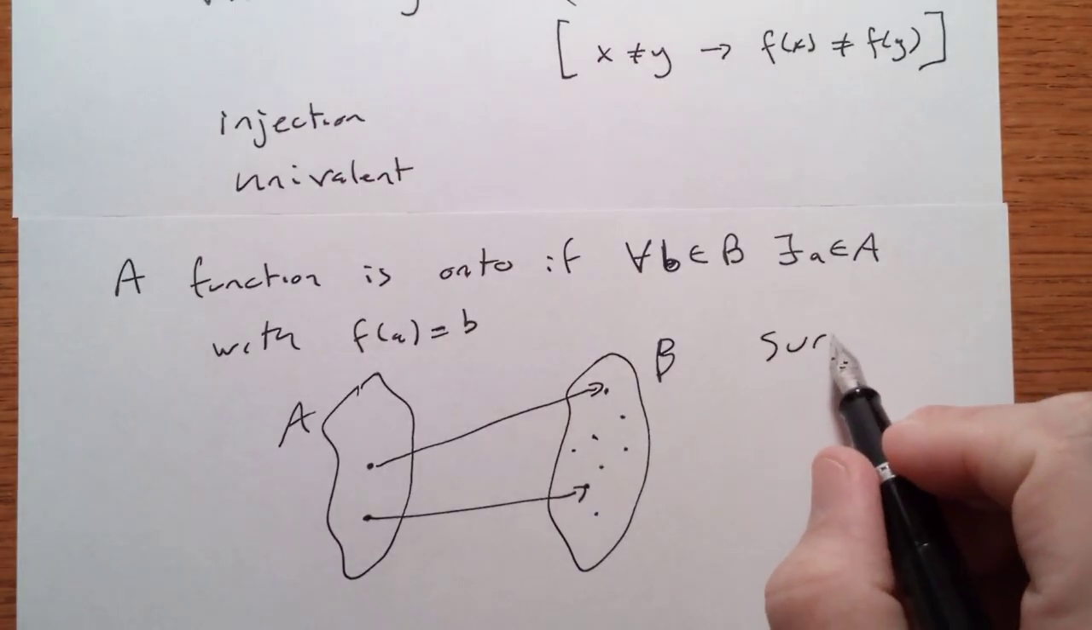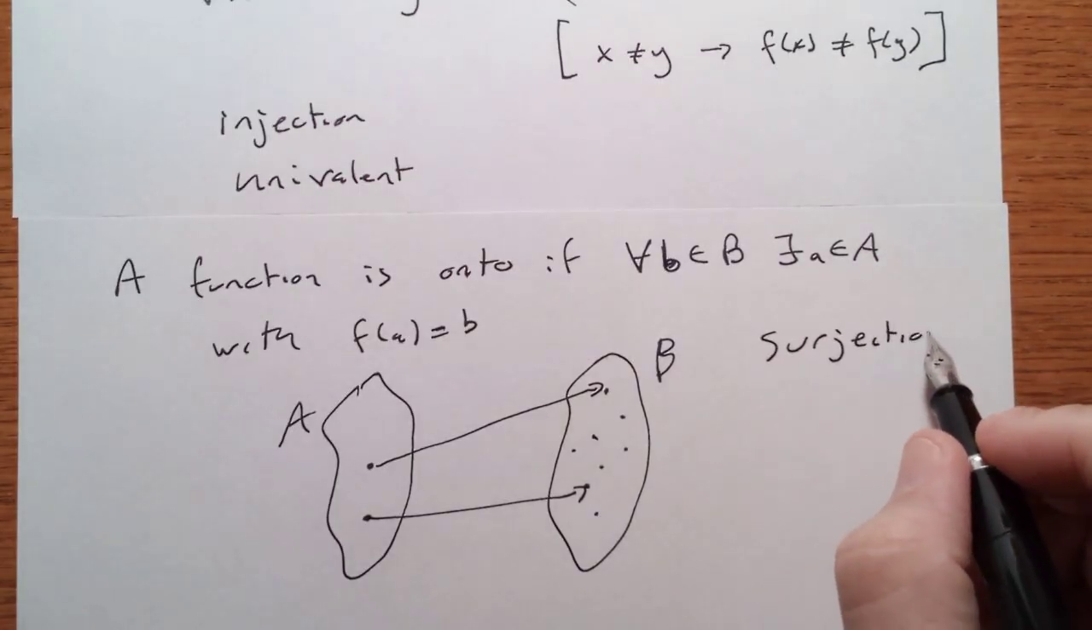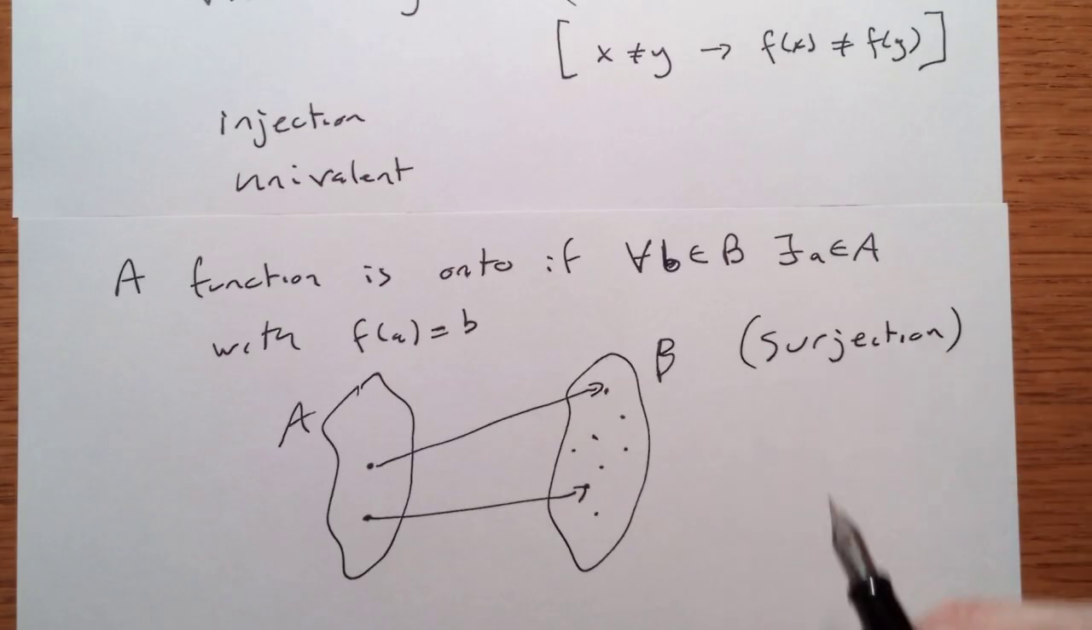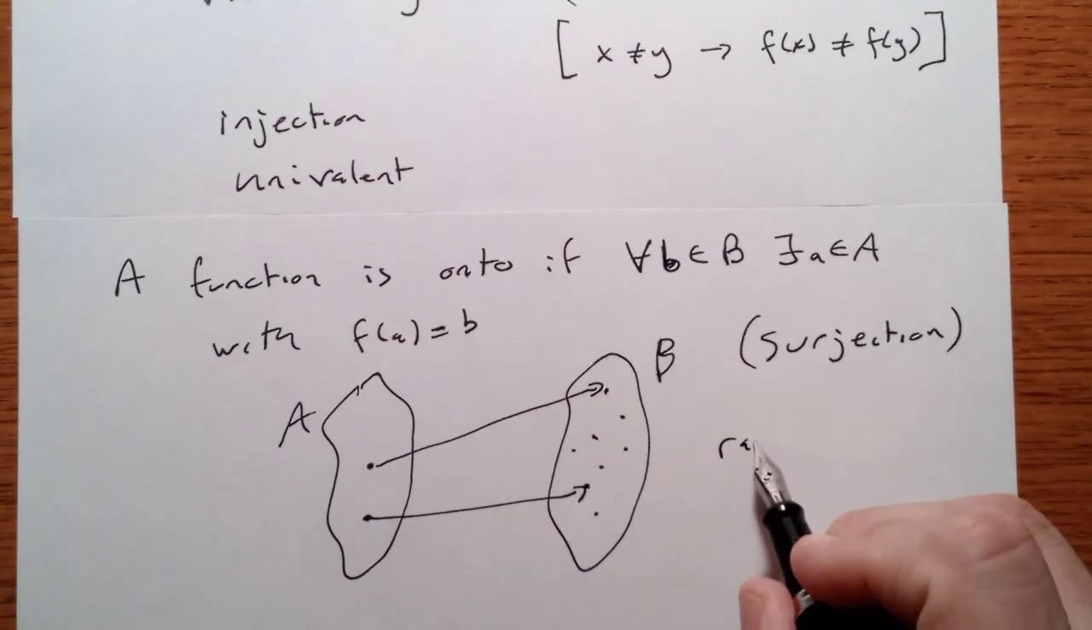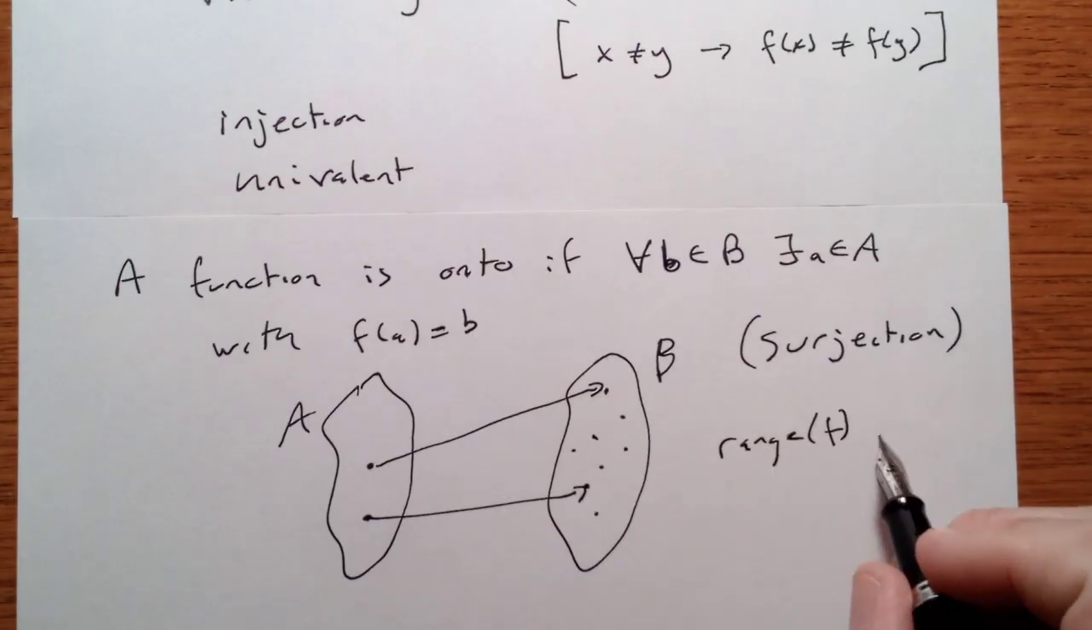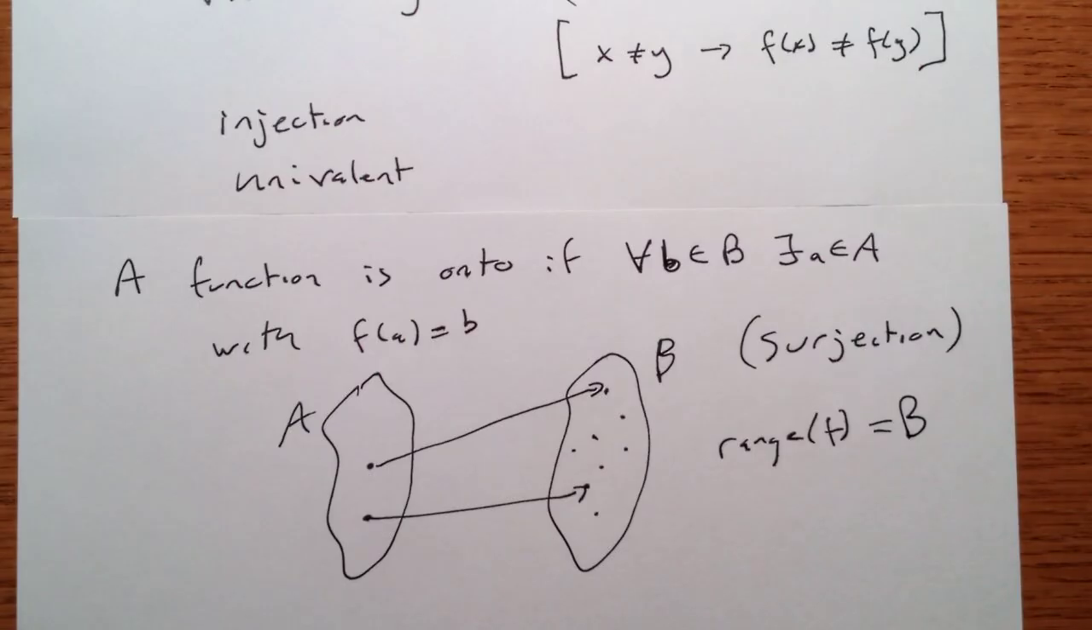This is also called a surjection. Sur, meaning on, like sur la table, on the table. Another way to think of this is that the range of f is all of B. You're not allowed to miss anything.